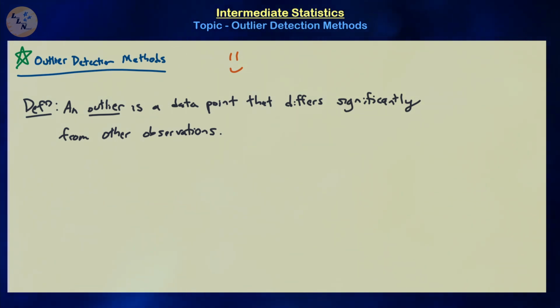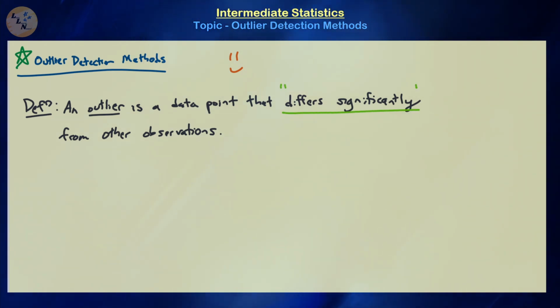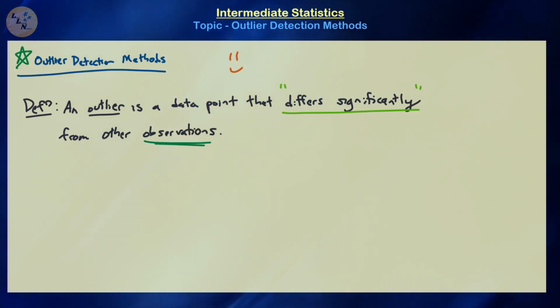Now the first thing that we need to do is of course define what an outlier is. So I think a reasonable definition of an outlier is a data point that differs significantly from other observations. Now this definition isn't perfect, but I think it gets the important point across about what an outlier represents. But the thing that we really need to explore is, what does it mean to differ significantly, and what if these other observations are not exactly reliable?